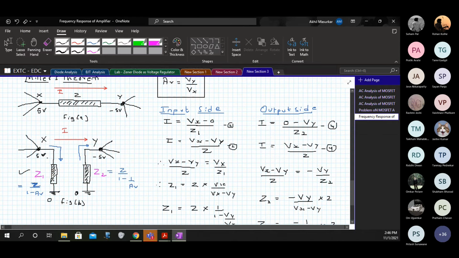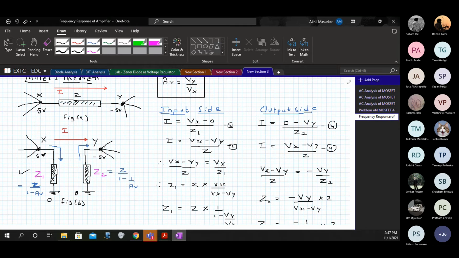So 5 volts is at a higher potential than 0. So current will flow from X to 0. And minus 5 volts is at a lower potential than 0. So current will flow from ground to this point. Are you convinced now that this will happen? Are you convinced or not convinced? You can unmute and answer.